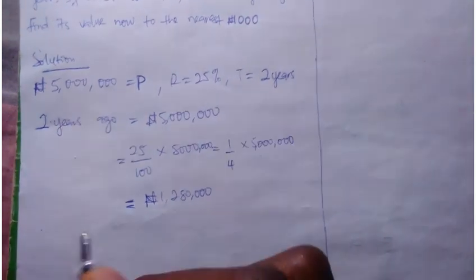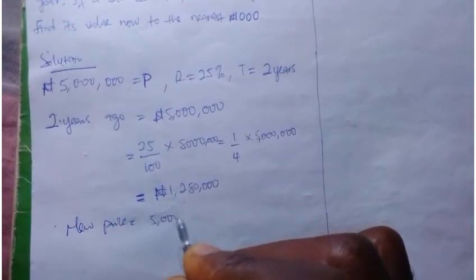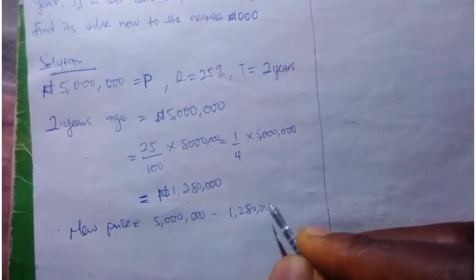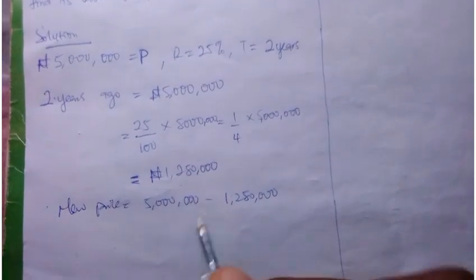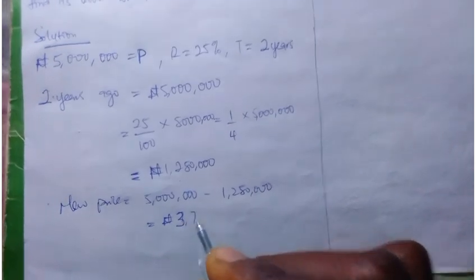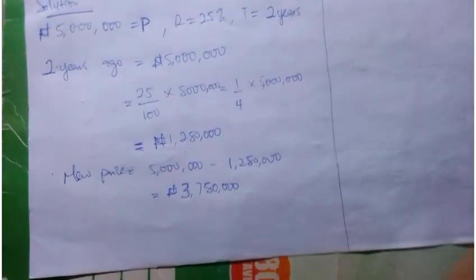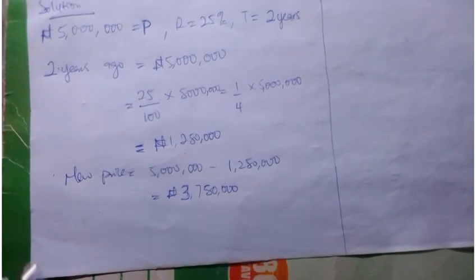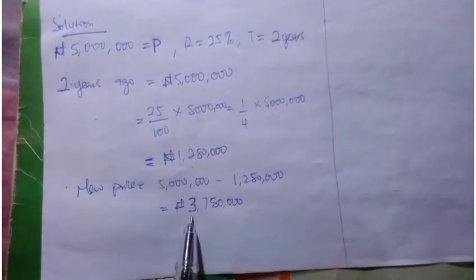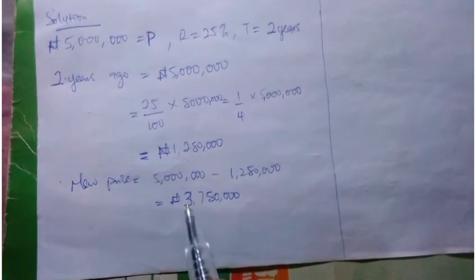And let's now get the new price. The new price now becomes 5 million minus 1,250,000, leaving us with 3,750,000. Now that is the new price for last year, a year ago. A year ago, this will be the price of the car. If you had to buy it last year, this will be the price of the car.